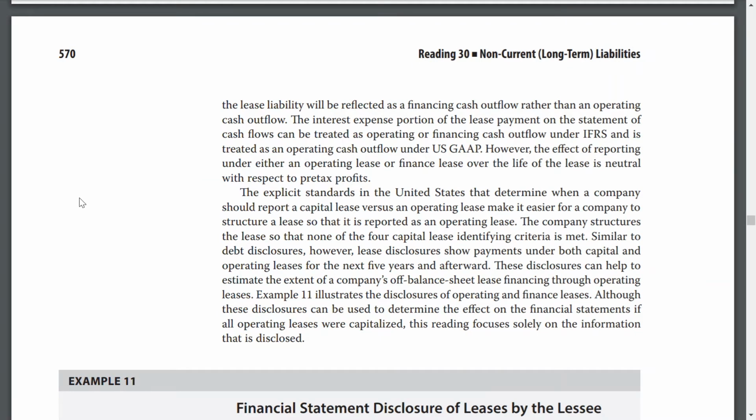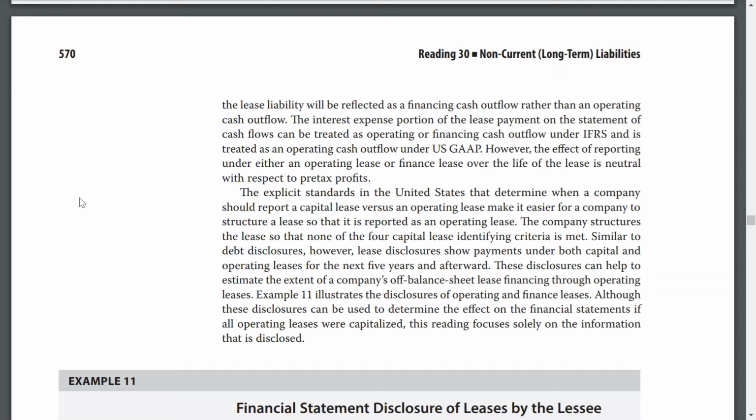The interest expense portion of the lease payments on the statement of cash flows can be treated as an operating or financing cash outflow under IFRS, and is treated as an operating cash outflow under US GAAP. However, the effect of reporting under either an operating lease or finance lease over the life of a lease is neutral with respect to pre-tax profit.